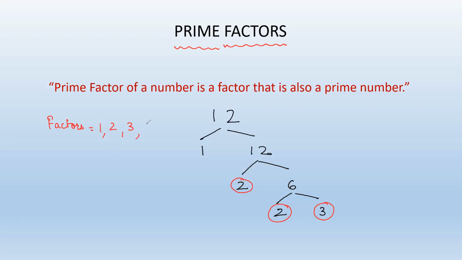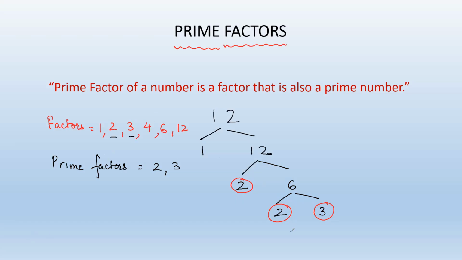Now we get that the factors of the number 12 are 1, 2, 3. We also have 4 as a factor, but it's not over here in the factor tree. And we have 6 and 12. Here, the numbers 2 and 3 are prime in nature. We have circled them. So the prime factors, according to the factor tree of 12, are 2 and 3.